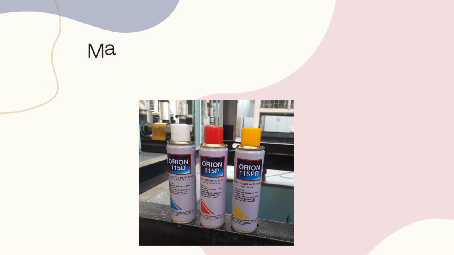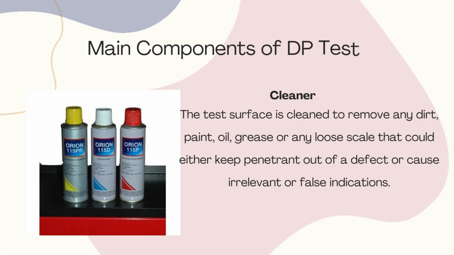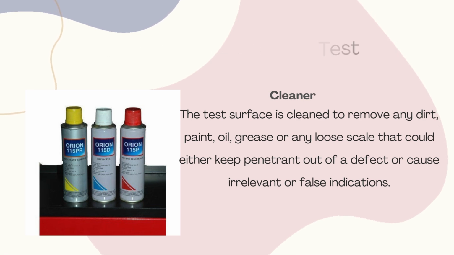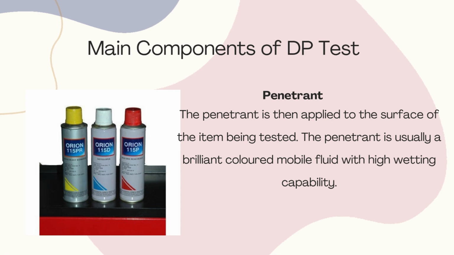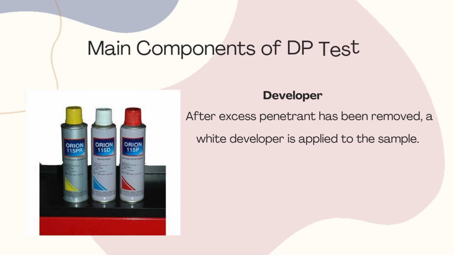Now we see the main components of a DP test. There are three main items used in the test. First one is cleaner, which is used to clean the surface. Next one is a penetrant, which is usually red or pink in color. Next one is developer, which is usually white in color. Important thing is always check the expiry date of these materials before using them.